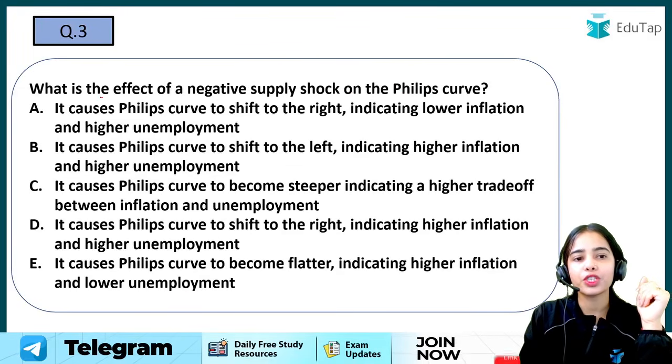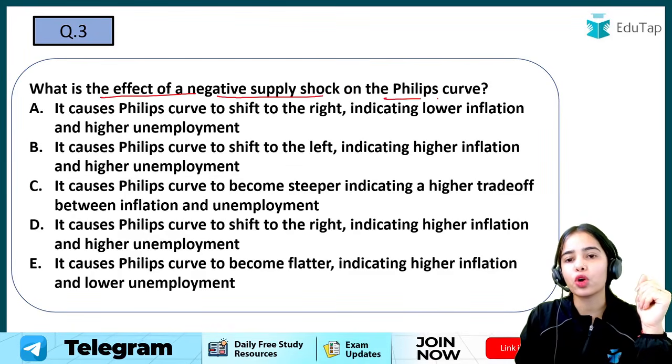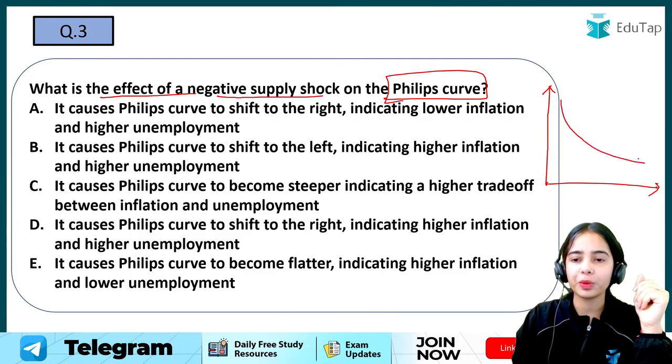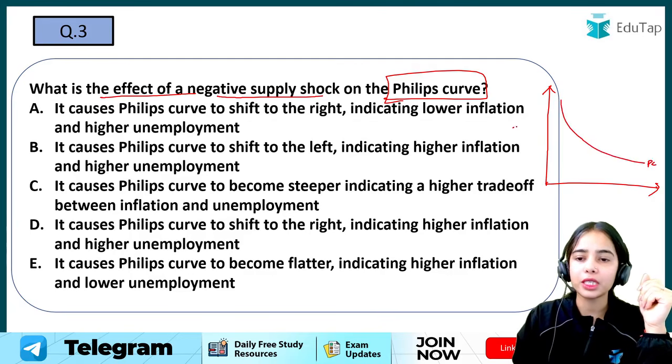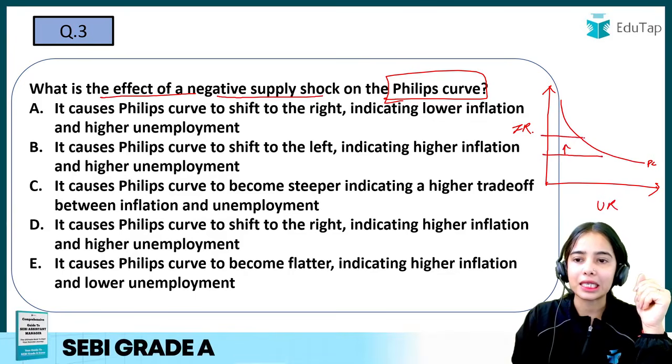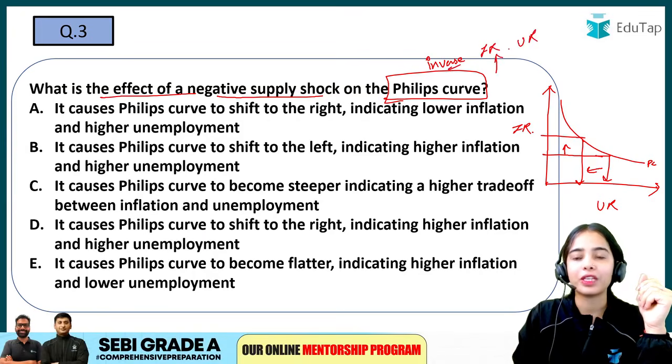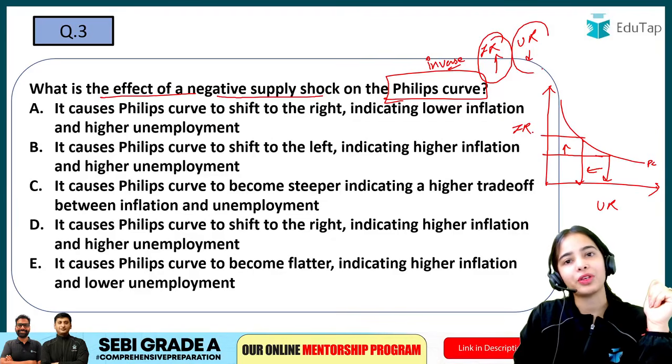Now coming to the next question, what is the effect of a negative supply shock on the Phillips curve? So I hope you know about the Phillips curve. It is a downward sloping curve which shows the inverse relationship between inflation rate and unemployment rate. So if the inflation rate is increasing, the unemployment rate is decreasing. So the Phillips curve shows the inverse relationship between inflation rate and unemployment rate. When the inflation rate is increasing, unemployment rate is decreasing.